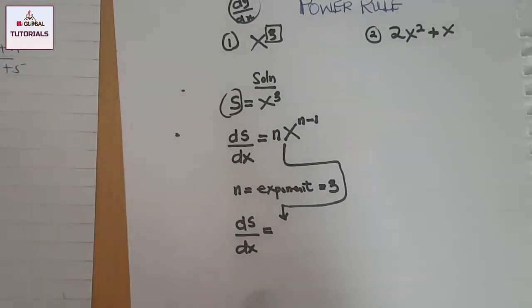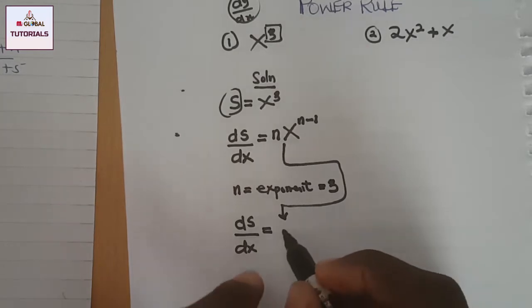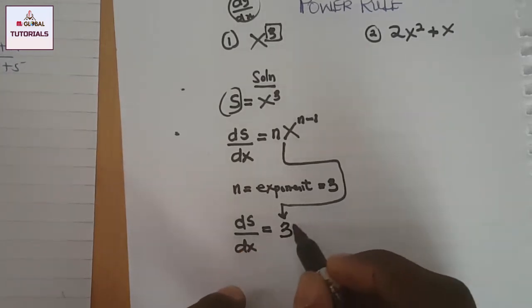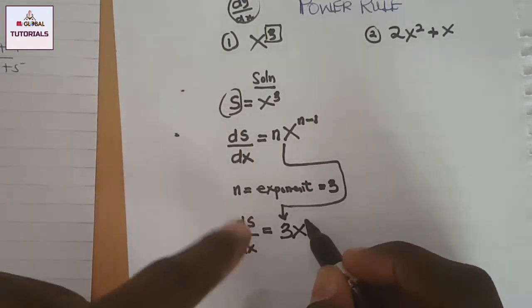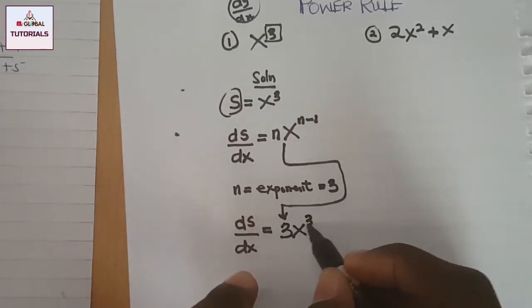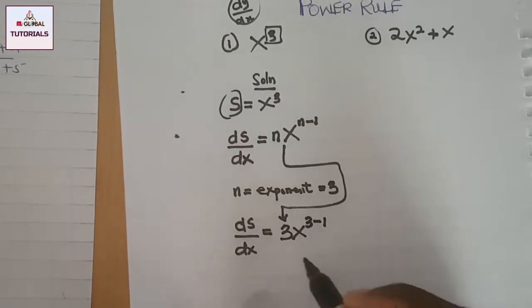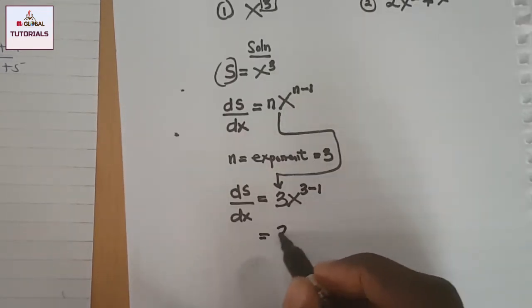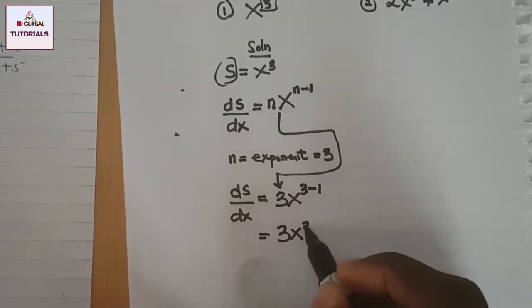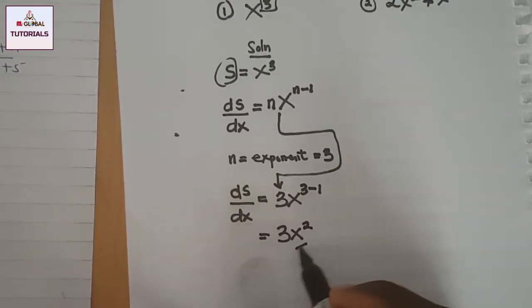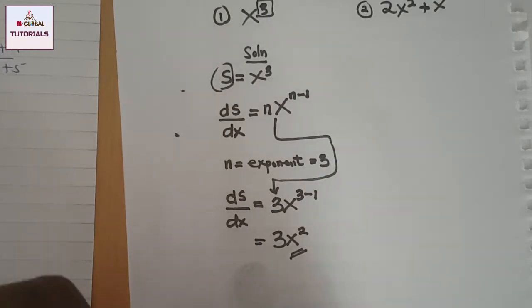So when we take this instance, the exponent is 3. Then we say 3x, and n is 3, so 3 minus 1. We get 3x to the power 2, since when we subtract 1 from 3, we get 2. Alright, this is the final answer.